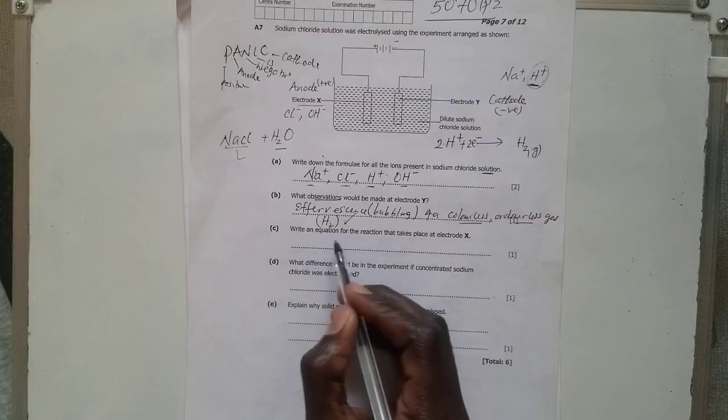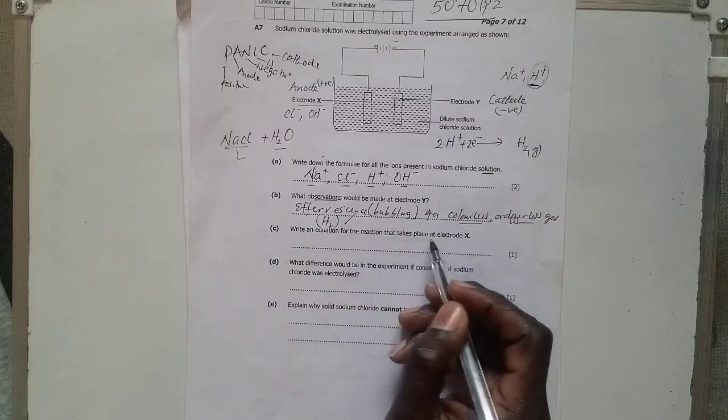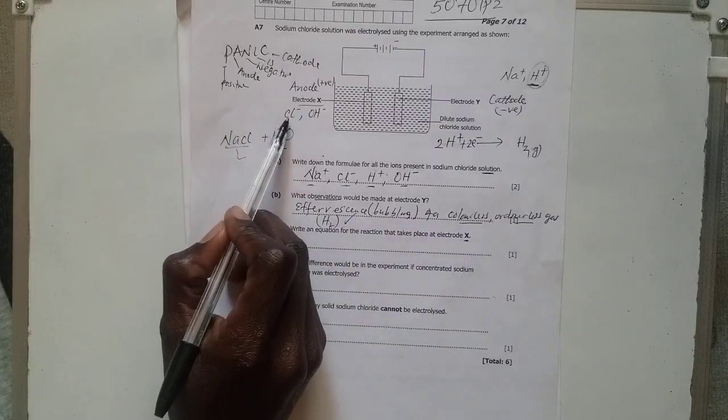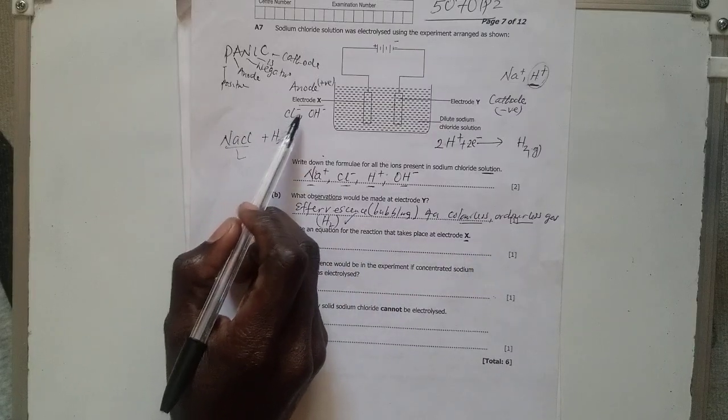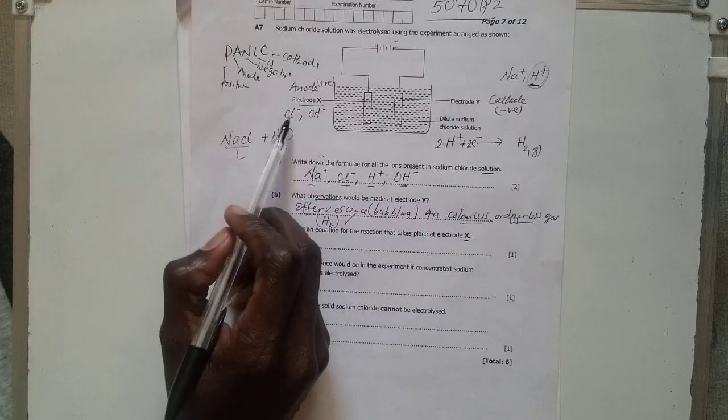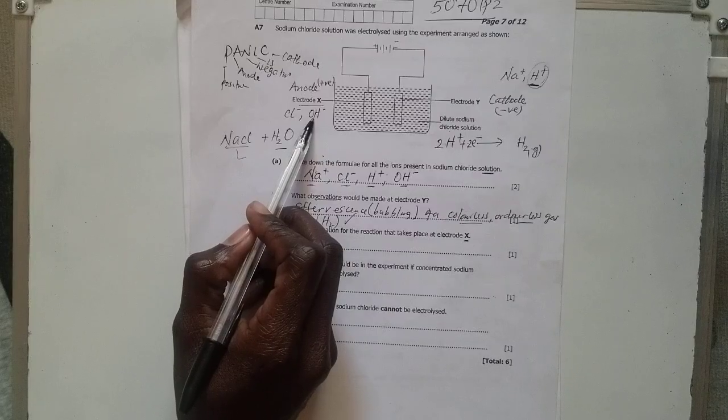Then C says, write an equation for the reaction that takes place at electrode X. So if you come to electrode X, you have 2 ions that will migrate and go to the anode, chloride ions and hydroxide ions.